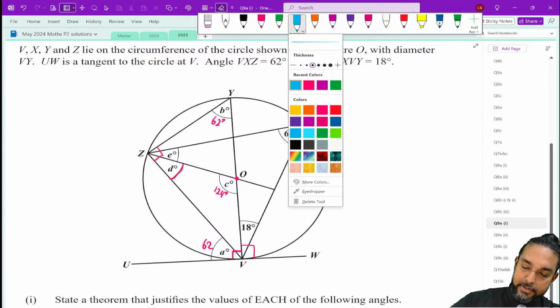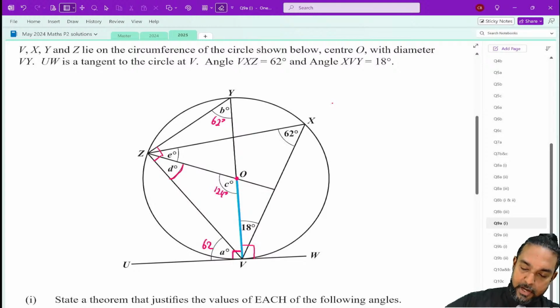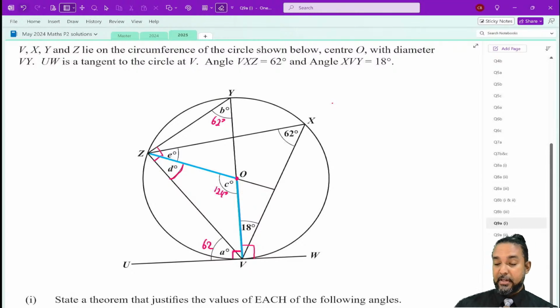Angle D is actually kind of... So you have OV, which is a radius, and OZ, which is also a radius, because both of those are straight lines that start from the center of the circle and go to the circumference. And it's closed up with a chord here, ZV. So you have an isosceles triangle, because it's a triangle built with two of the radii in the same circle.